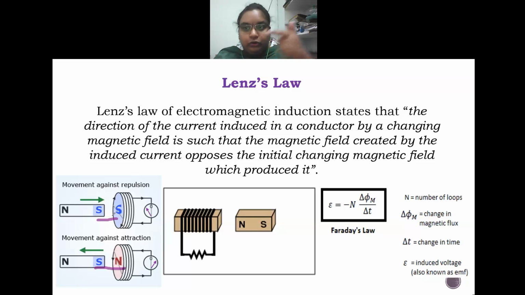So here the magnet wants to go towards the conductor, and the conductor is opposing it. When the magnet is trying to get away from the conductor, it is trying to attract it. So this is Lenz's law.